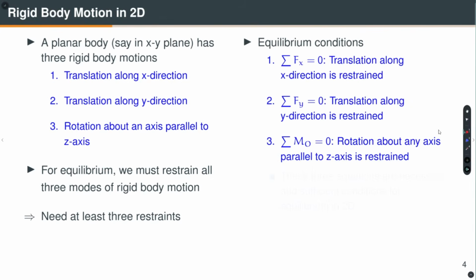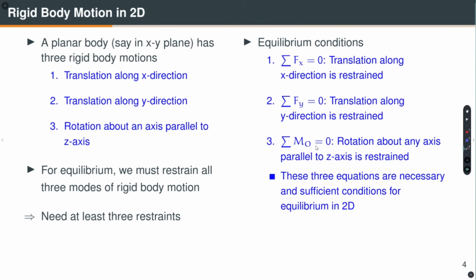What are the equilibrium conditions? Summation Fx is equal to 0, which will ensure that there is no resultant force in the x direction. So, translation along x direction is restrained. Summation Fy is equal to 0. So, which ensures there is no resultant in the y direction. So, motion in the y direction is restrained, and summation Mo is equal to 0, which ensures there is no tendency of the body to rotate. So, there is no resultant couple moment. Okay. What is this point O? The point O could be any point on or off the body. So, these three equations are necessary and sufficient conditions for equilibrium in two-dimensional bodies.